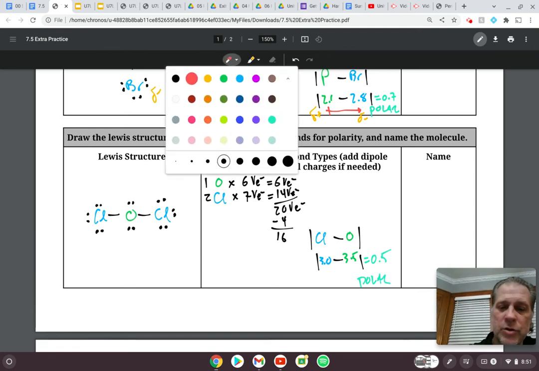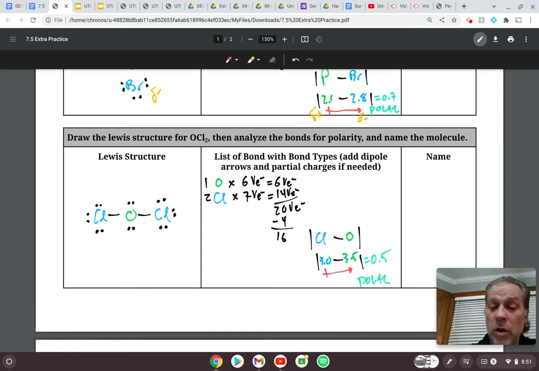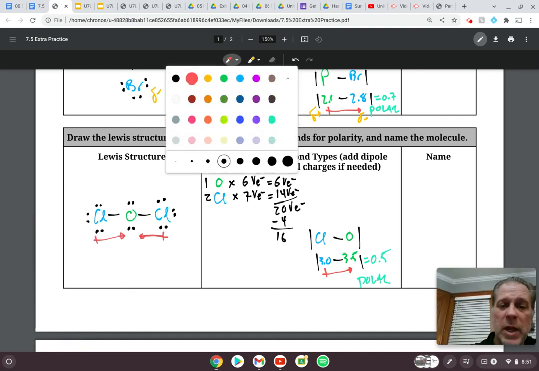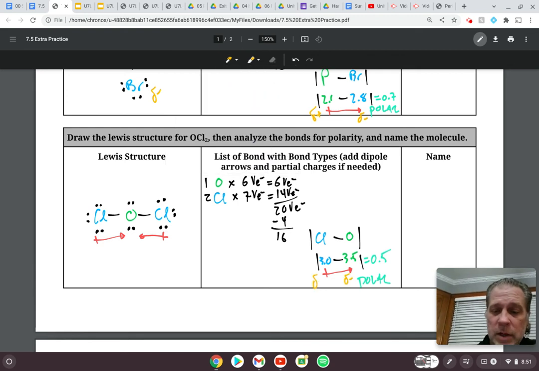I'm going to draw my dipole arrow towards the more electronegative element. So in this case, it's going to go towards oxygen. So these will be going in towards oxygen. And we have to remember that the more electronegative gets the delta negative, and the less electronegative gets delta positive. So the ends here are going to be delta positive, and the oxygen is going to be delta negative.